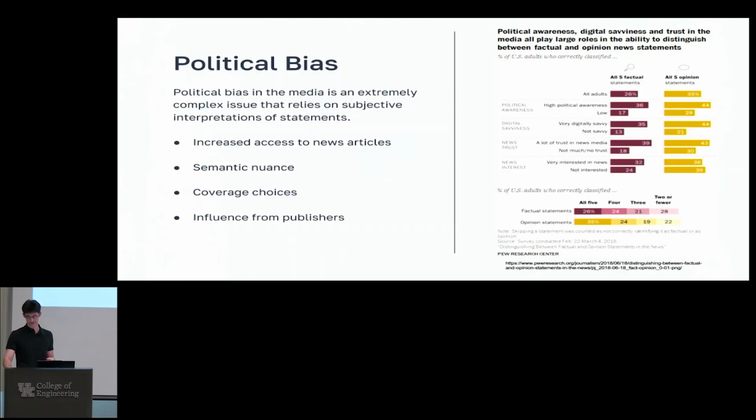When you read a news article, you expect the information to be true, and even if everything is true, bias still comes through the wording or semantic nuance of the text by the author, coverage choices, and influence from publishers. Political bias is also a very complicated issue because it's based on subjective interpretations of statements. So it's difficult to determine whether or not something is biased, and if it is, how biased.